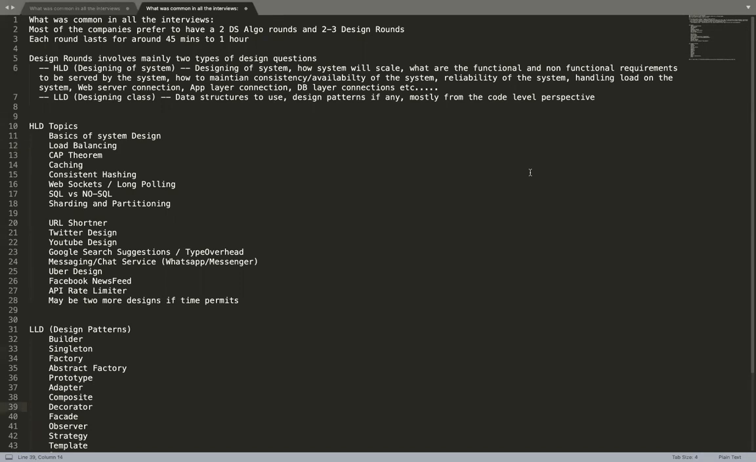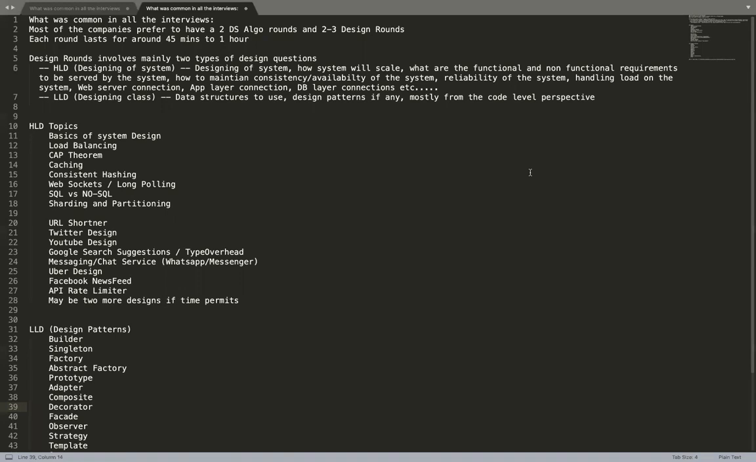So you should be able to recover that data. That has to come from your side. So that is what functional and non-functional requirements to be served from the system are. Now there are many other questions, like how to maintain consistency and availability of the system. We'll talk about these in detail once we go through the course.